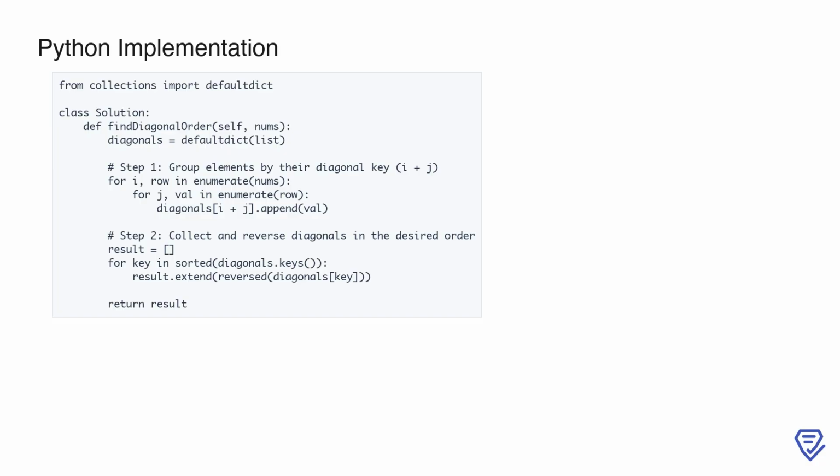After grouping all elements by diagonals, we initialize an empty list result to store the final output. The diagonals are processed in the order of their keys, which are sorted numerically. For each diagonal, we reverse the list of elements, as required by the problem, and extend the result list with this reversed list. Finally, the function returns the result list, which contains the matrix elements traversed in the required diagonal order. This implementation is efficient and handles edge cases like empty rows or uneven row lengths correctly.